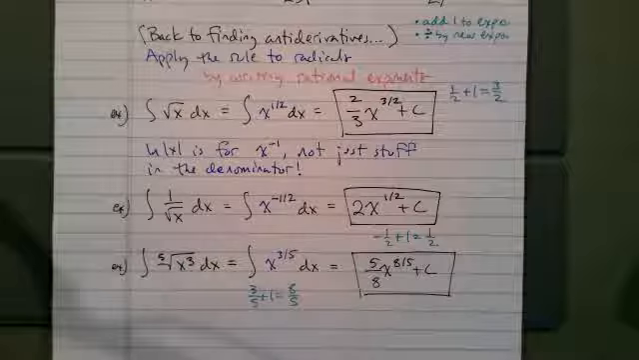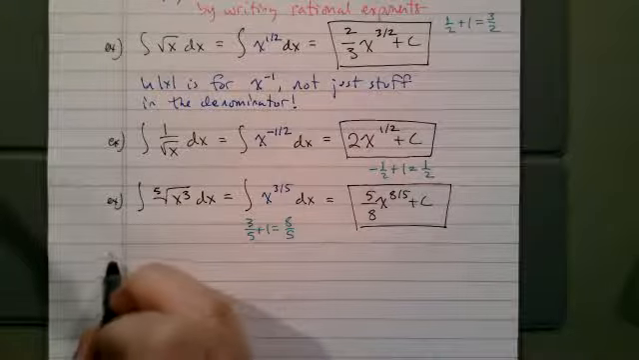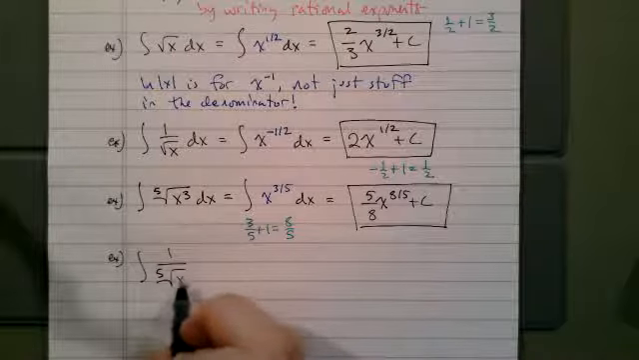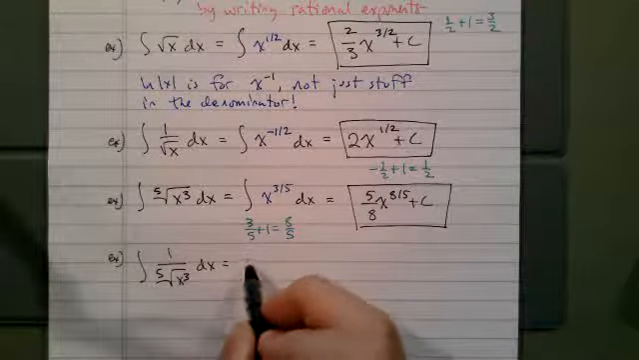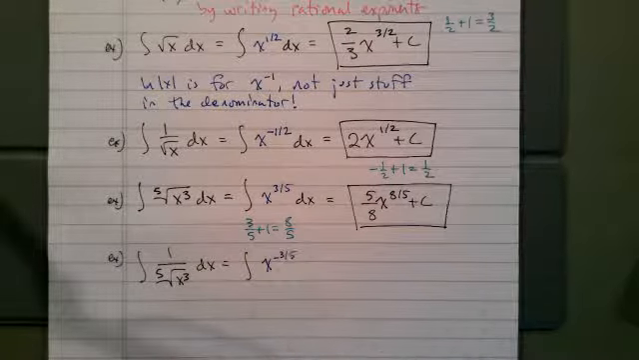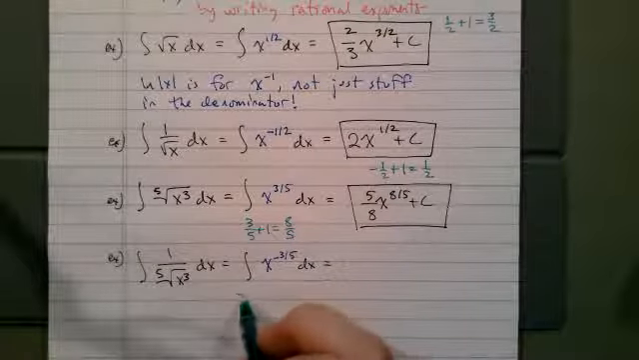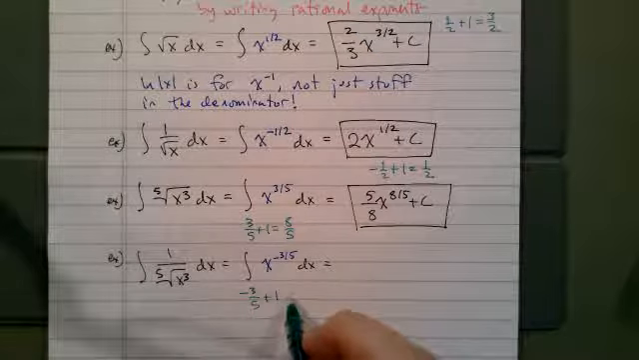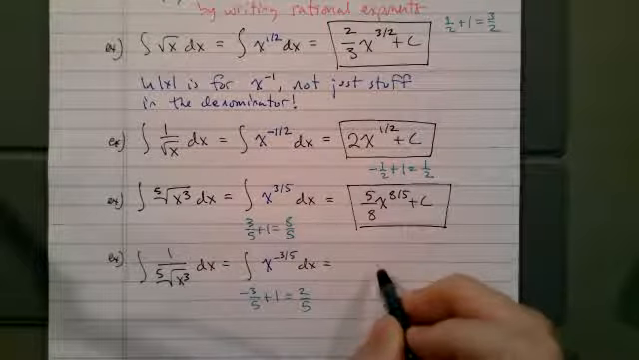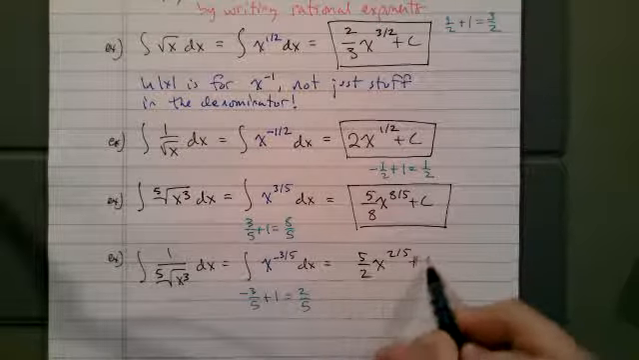And as usual, just because stuff is in the denominator, it doesn't mean that natural log of x shows up. So if I have the integral of 1 over the 5th root of x to the 3rd dx, we're going to integrate x to the negative 3/5 dx. And in this case, negative 3/5 plus 1 is 2/5. So we have x to the 2/5 times 5/2 plus c.